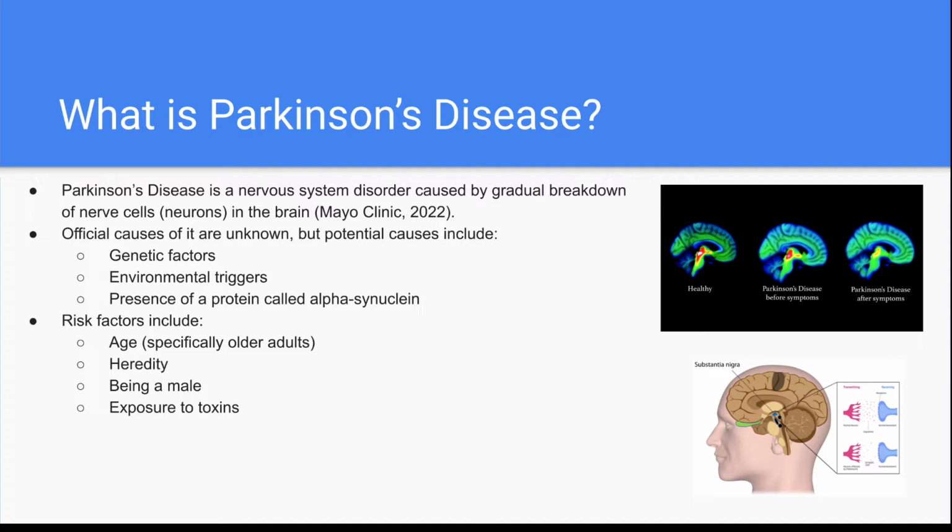Official causes of the disease are unknown, but potential causes include genetic factors, environmental triggers, and presence of a protein called alpha-synuclein. Risk factors for Parkinson's include age, heredity, being a male, and exposure to toxins.